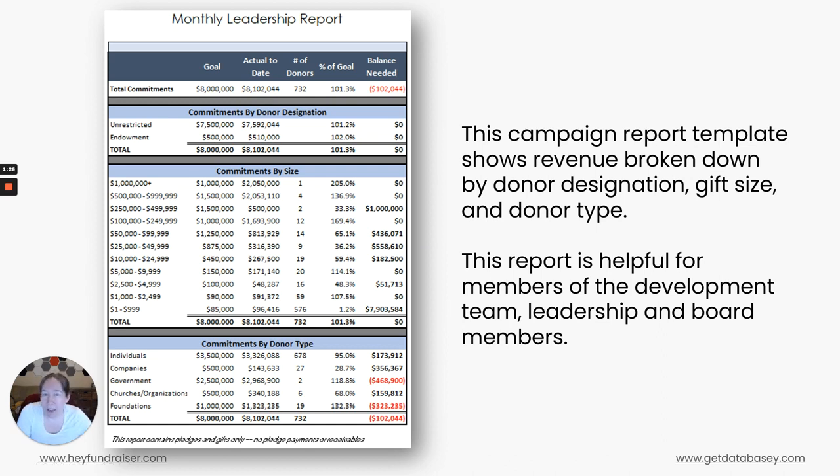Now, the beautiful thing about this report is you can see that $8.1 million broken down in three different views. So here at the top, of course, you've got the goal, and they reached their goal, and they had 732 donors. But then you see the $8.1 million broken down by donor designation. So how much of it was unrestricted versus how much was endowment? Now, you can see here, this was the $8 million breakdown that they had.